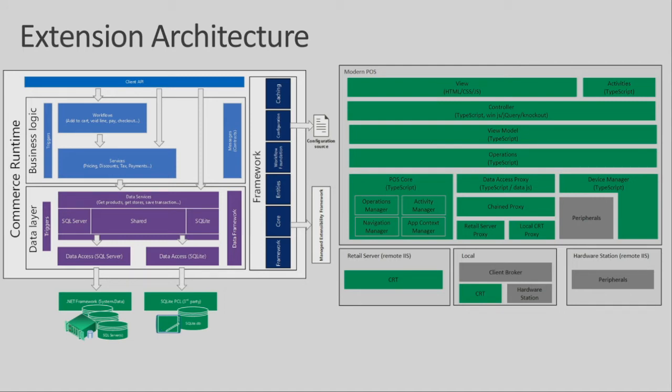So the question is, what are these grayed out boxes here, the client broker, the hardware station, peripherals. Basically, these ones are platform specific. For example, this client broker is mainly for Windows. You will not be able to use it in the other versions. So whatever is here in the green is platform agnostic. It can work in Android or it can work in iOS, but these will work only in Windows.